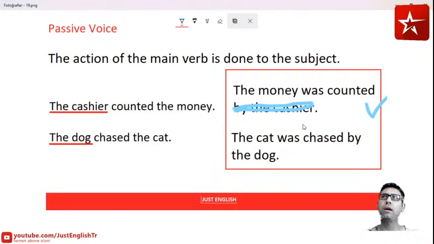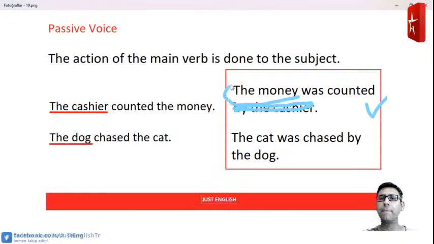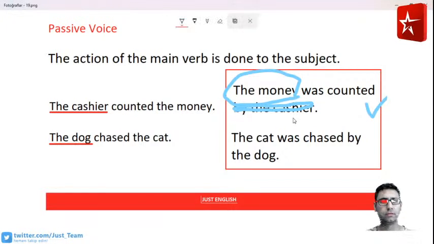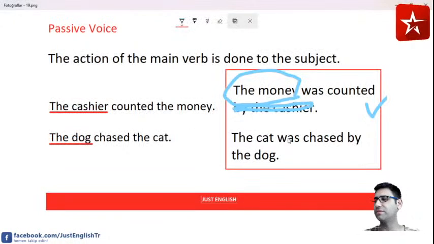So, count is done to money. Okay, I messed it up. I messed the screen up.